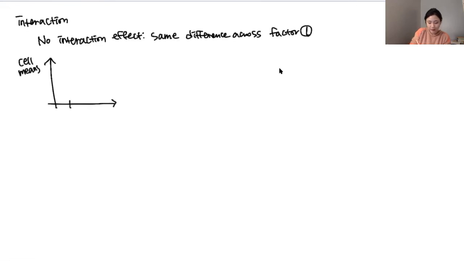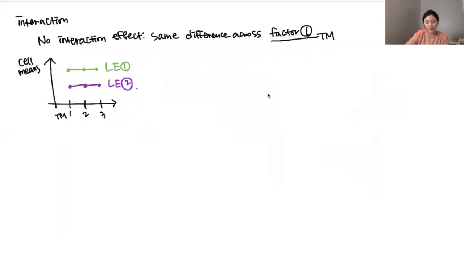If I have factor 1, factor 1 is teaching method, for example: teaching method 1, teaching method 2, and teaching method 3. In the learning environment across teaching methods 1, 2, and 3, these are statistically the same. So we can ignore the factor learning environment, only average the green line and purple line, and compare with only one-way ANOVA.